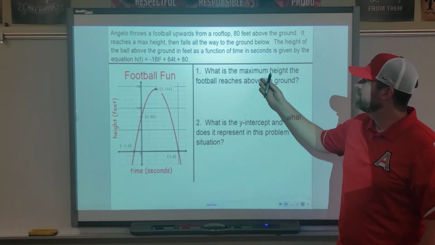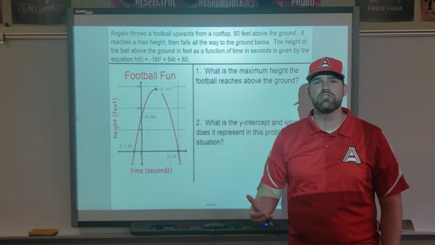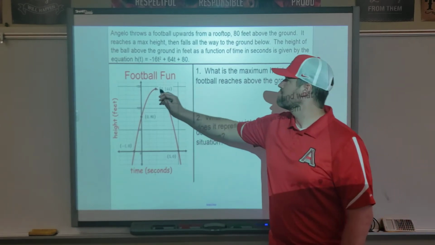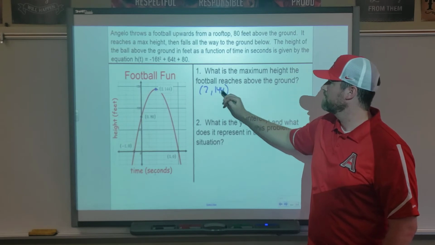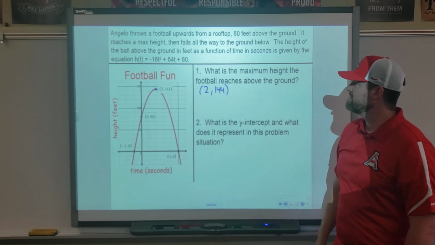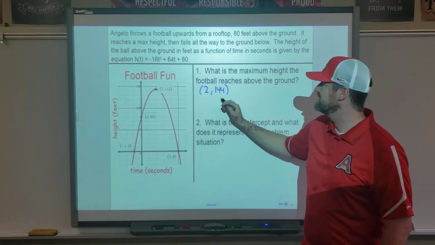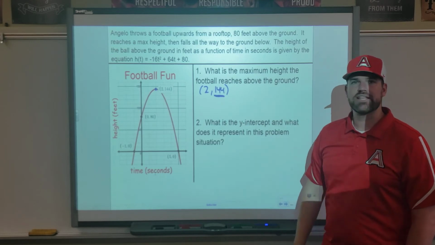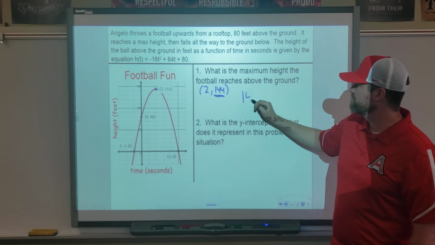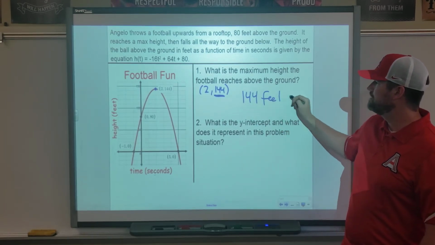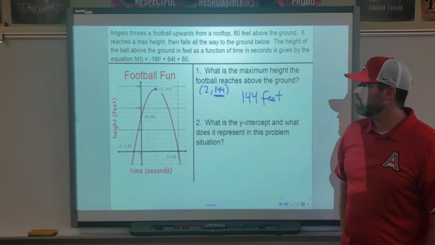The first question, what is the maximum height the football reaches above the ground? Well, to find the maximum height, we go to the maximum. So we go to our maximum right here, which was 2, 144. But of those, which one is the actual height of the football? Well, we know that our y-axis is our height. So that means our y-coordinate is representing the height. So the maximum height the football reaches is 144 feet above the ground.